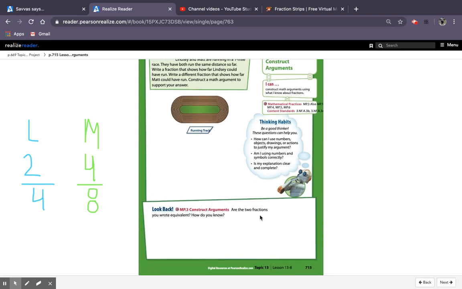So this bottom part down here says, are the two fractions you wrote equivalent? How do you know? Again, it's kind of restating some of the facts that I included in my argument up here. Yes, they are equivalent because they are on the same spot on a number line, and also they both represent the same part of a whole, and in this case, they both represent the same part of a mile.